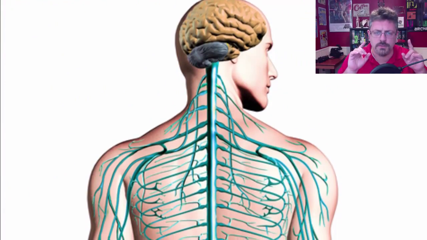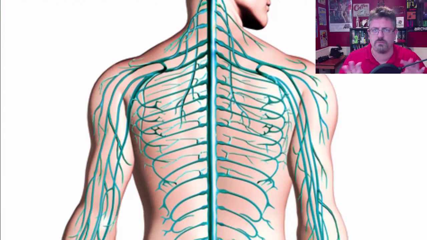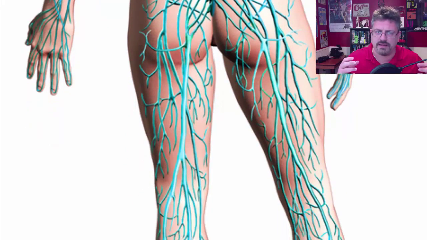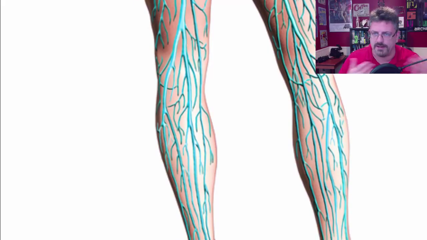Now, just like our nervous system, the brain doesn't work by itself. There are other pathways to get to the brain. I want you to keep this in mind. The brain doesn't work just by itself. You have a whole bunch of nerves going off the brain into different parts of the body.